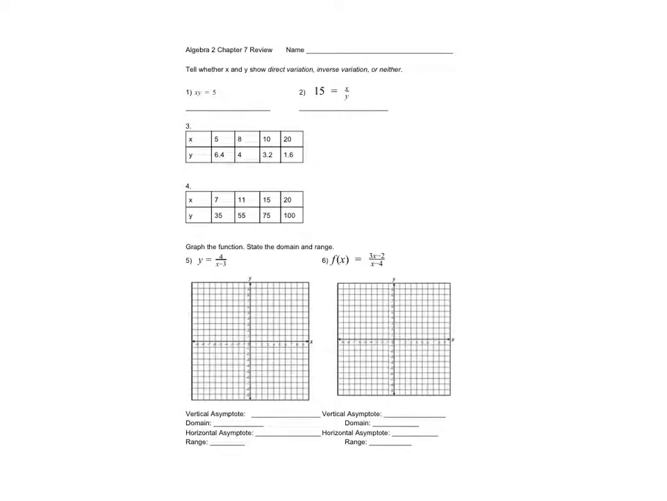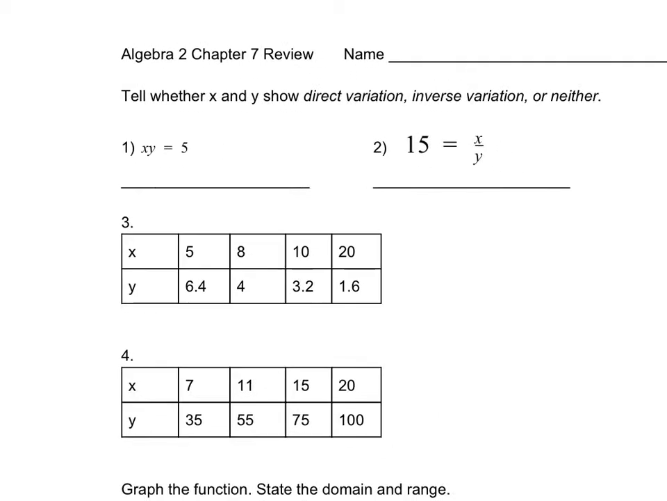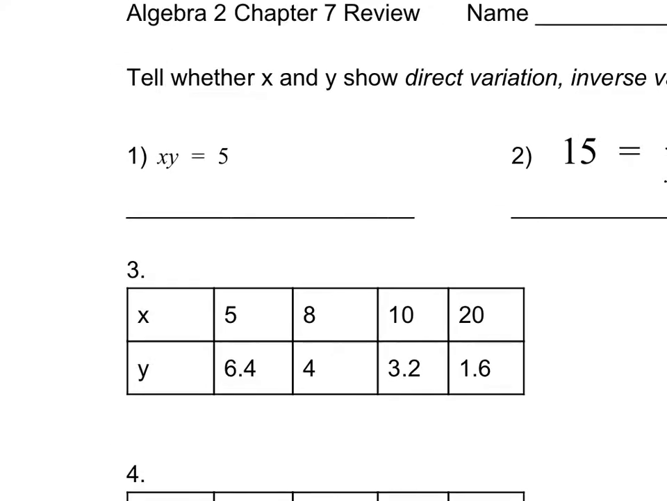All right, welcome to Chapter 7 review for Algebra 2. Let's go ahead and get started. Our first few questions here, looking at equations and tables, we need to be able to tell if it shows direct or inverse variation. Well, if we are looking at equations, we always want to look at getting it solved for y first. So to do that on this problem, I'm going to divide both sides by x, and I get y equals 5 divided by x.